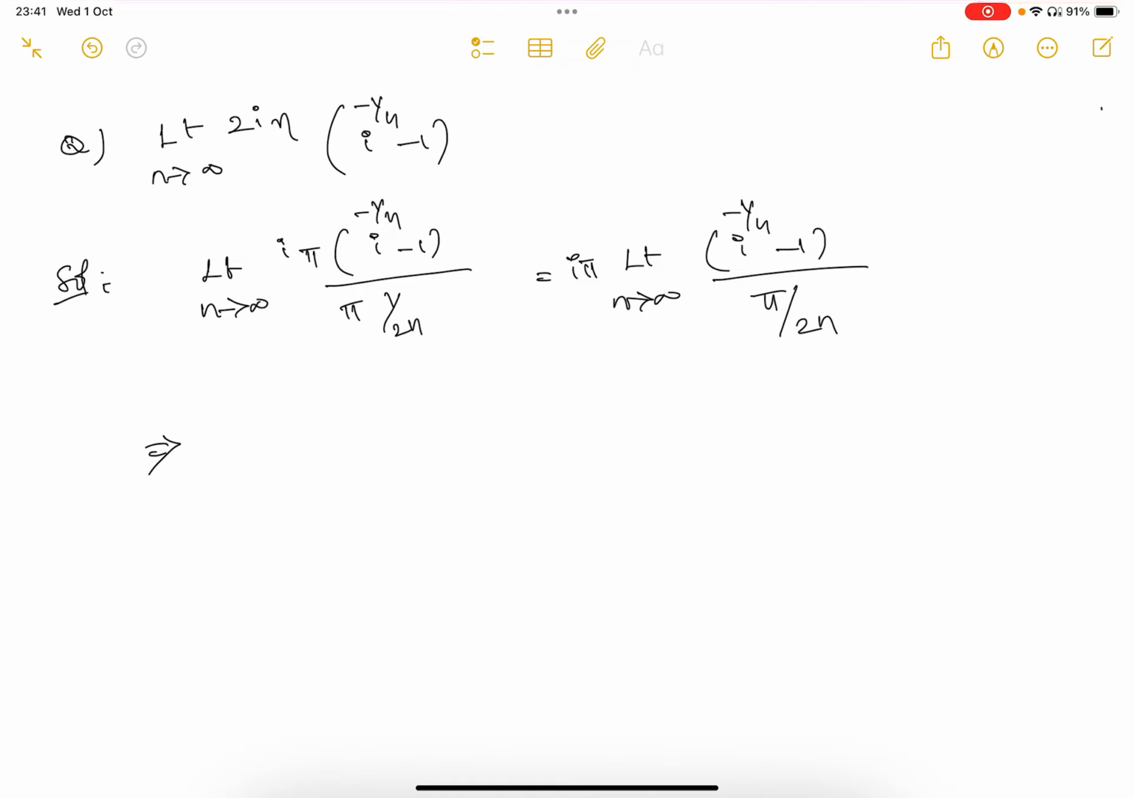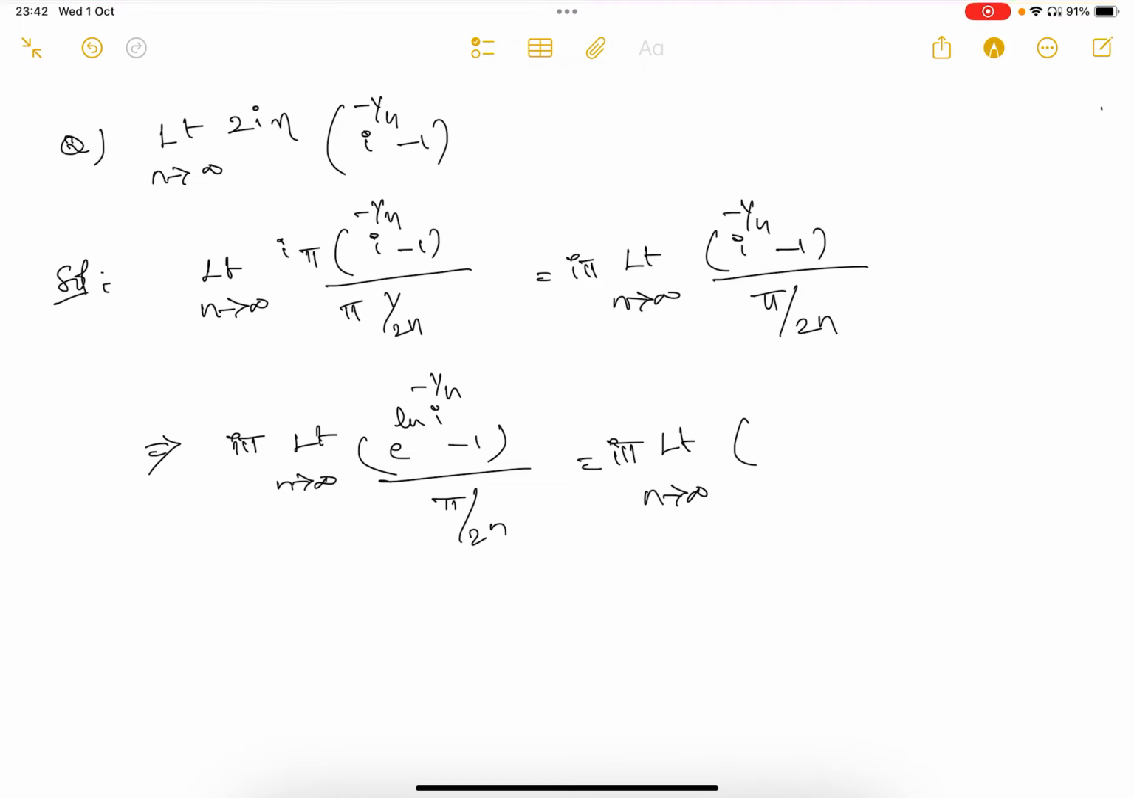So let's start. This is i pi, then limit n tends to infinity of e^(ln(i^(-1/n))) - 1 by pi by 2n. Right? We can write i^(-1/n) as e^(ln i^(-1/n)). This will be i pi limit n tends to infinity of e^(-1/n ln i) - 1 by pi by 2n. So what is ln i here?